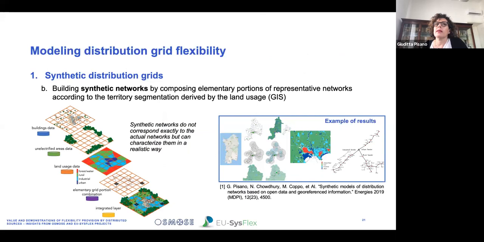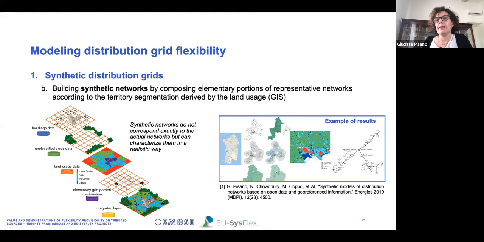But then we start from the assumption that many distribution networks now are close to their hosting capacity and cannot tolerate any change in the set point of DRs connected to their grids. And thus we developed a methodology that is able to build a synthetic network model for each real distribution network that we want to study. In this slide, on the left is pictorially represented such methodology. It combines elementary portions of a representative network according to the territorial information derived by GIS tools. This is useful for all stakeholders other than the DSOs that cannot know the grid details, but permit this synthesis.